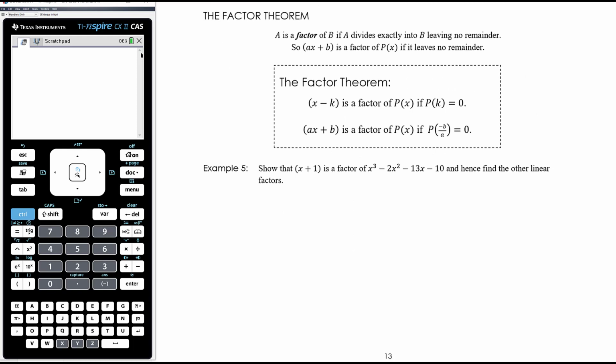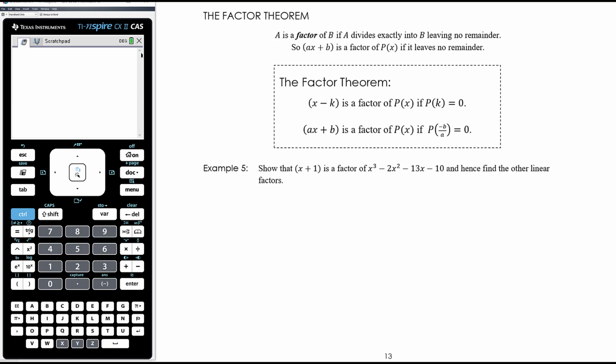Okay, the factor theorem. So all this is an extension of the remainder theorem, and it's essential to us being able to factorize, which we'll look at in the next videos. So we know that if a is a factor of b, a divides exactly into b, leaving no remainder. So the whole idea of something being a factor is that there is a remainder of 0.